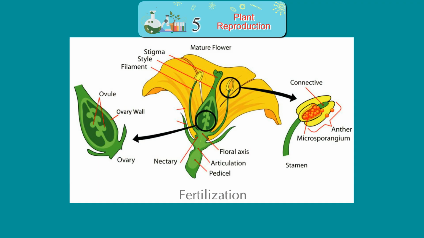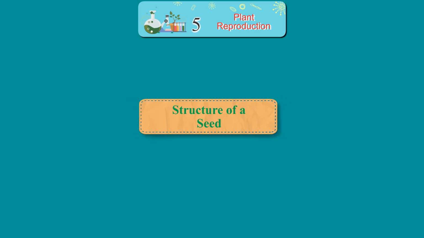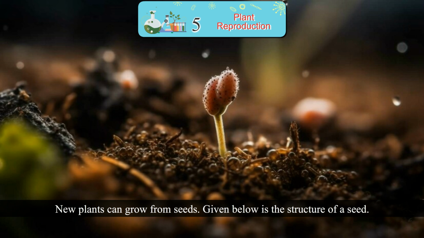Ovary. Ovary wall, ovule. Stigma, style, filament, nectary. Pedicel, articulation, floral axis. Mature flower. Stamen, connective, anther, microsporangium.